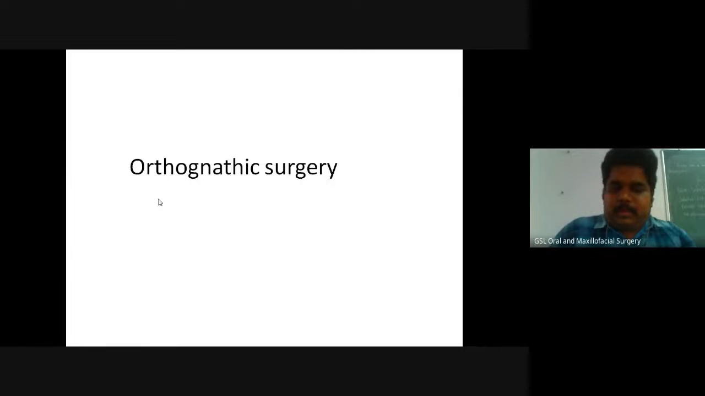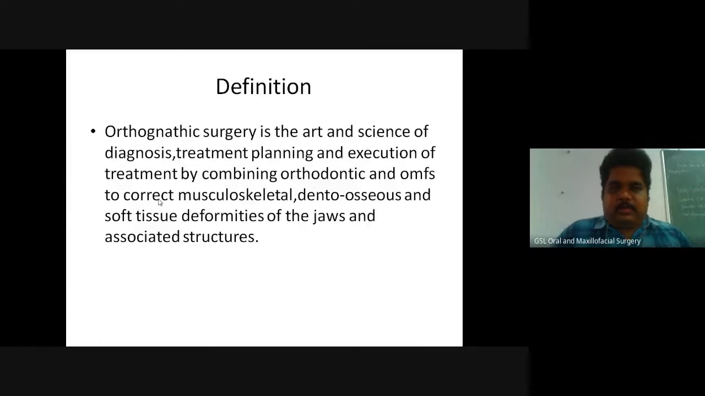Let's go to the definition of orthognathic surgery. So it's like your definition of conservative dentistry only. The art and science of diagnosis, treatment planning, and execution of treatment by combining the principles of orthodontics and OMFS. For what you are correcting? You're correcting the musculoskeletal, dento-osseous, and soft tissue deformities of the jaws and its associated structures. So the main core is we are using the principles of both orthodontics and OMFS to correct the musculoskeletal, dento-osseous, and soft tissue deformities.